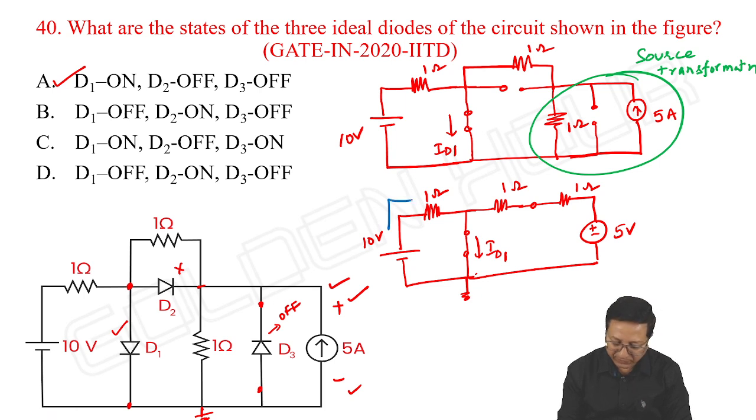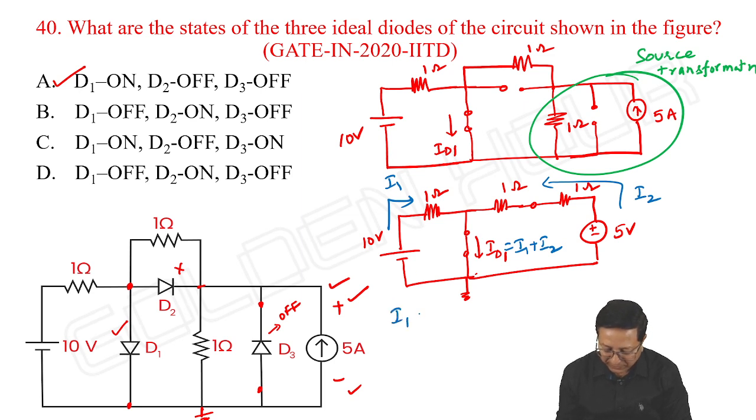Let me define two currents. This current I1 and this current I2. So that ID1 is equal to I1 plus I2. What is I1? Or I can write the node equation also, not a big deal. Okay. 10 minus 0. Here, what will be the voltage? 0.